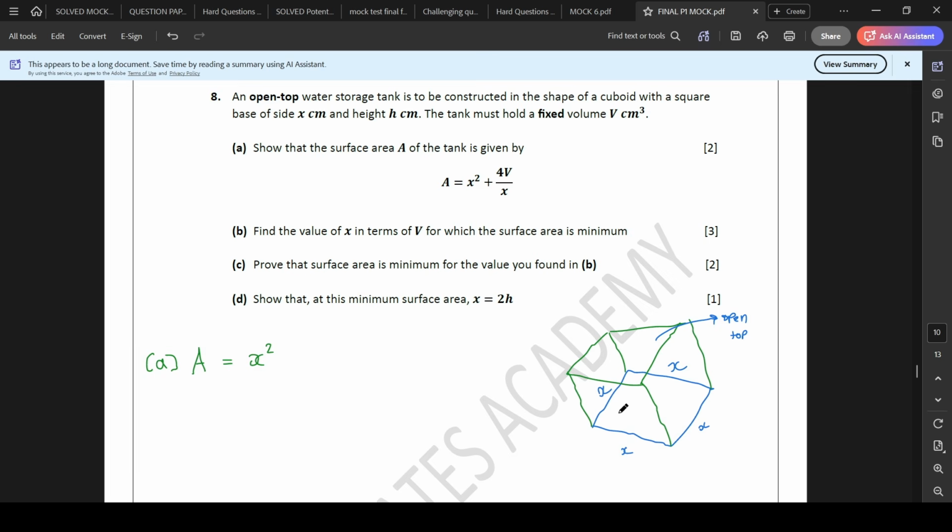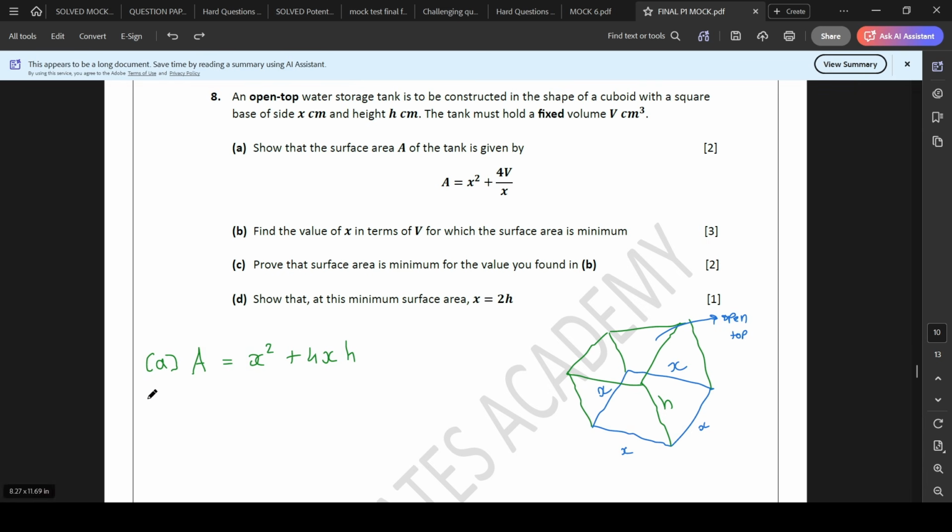So surface area is equal to x square, that is the surface on the bottom. Now there are how many sides? 1, 2, 3, 4. There are 4 sides. So there is going to be 4 times x times h, because the height of the tank is h. So plus 4 times xh, 4 times the area of the sides. So that is how I'm going to get the total surface area of this cuboid tank, which is having an open top.